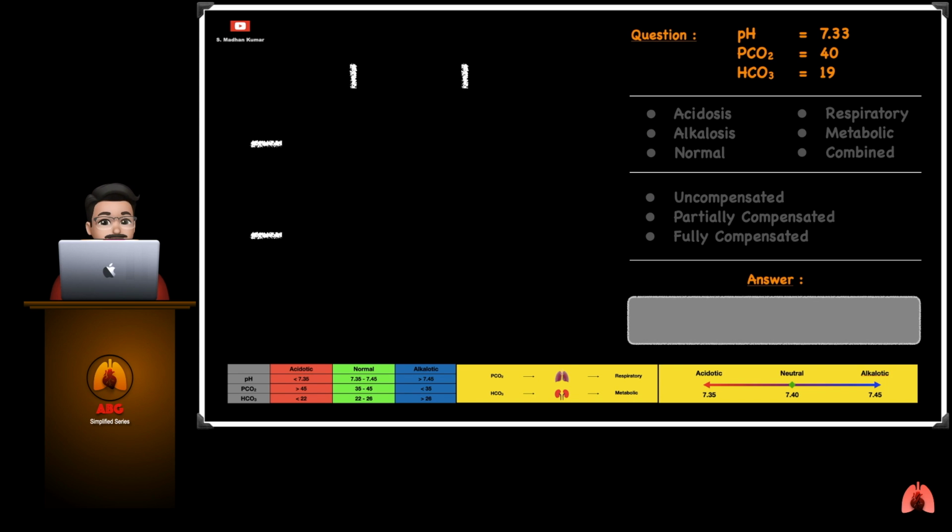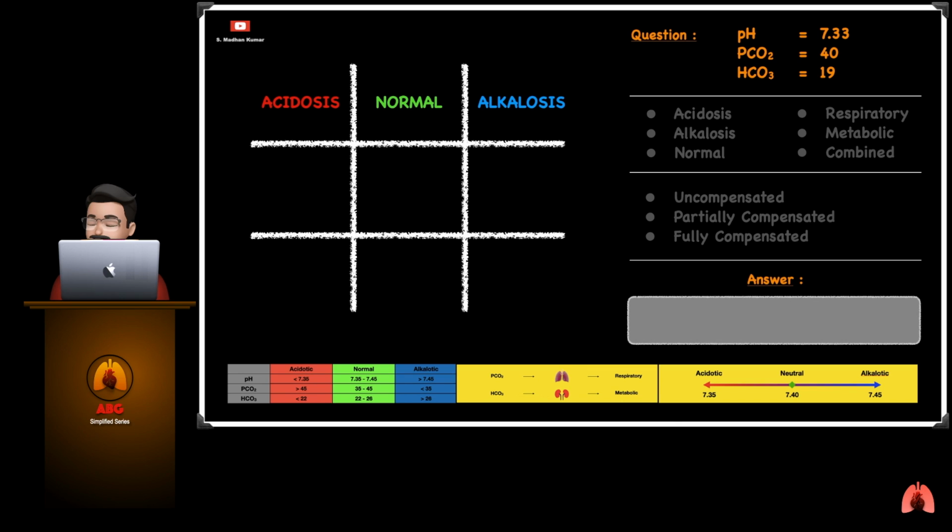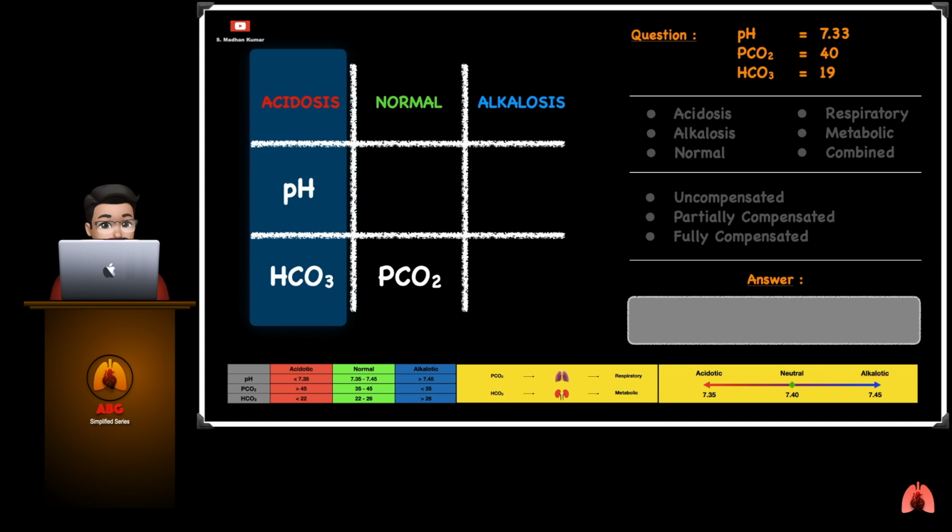Moving on to the next example. Here pH is 7.33, which is acidotic. So mark the pH under acidosis column. PCO2 is 40, which is in the normal range. So mark it under normal column. HCO3 is 19, which is acidotic. So mark it under acidosis column. Here PCO2 is normal and the other two values are abnormal. So the final interpretation will be uncompensated metabolic acidosis.